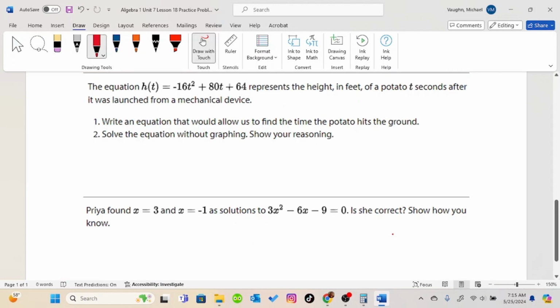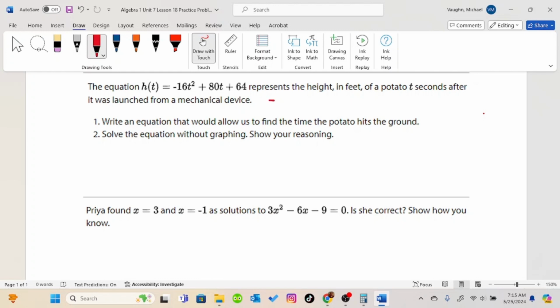The equation h of t equals negative 16t squared plus 80t plus 64 represents the height in feet of a potato t seconds after it was launched from a mechanical device. Number 1, write an equation that would allow us to find the time the potato hits the ground. Well, if we are measuring height and we want to know when the potato hits the ground, then we would need the height to be 0.